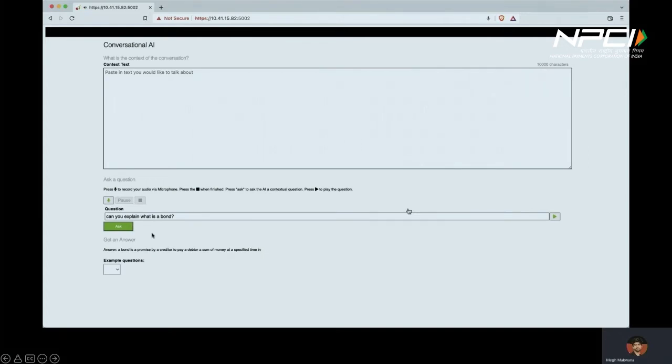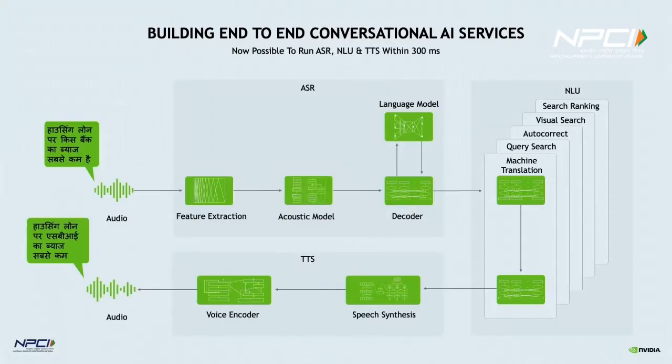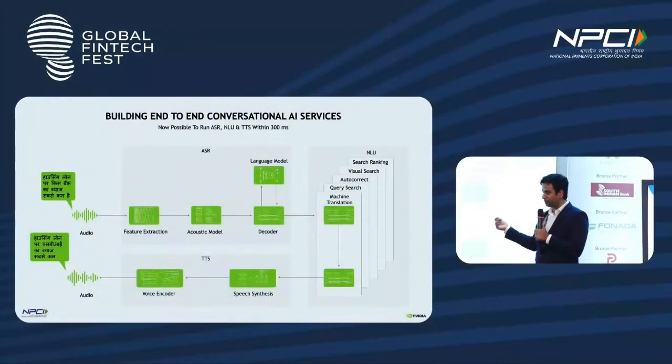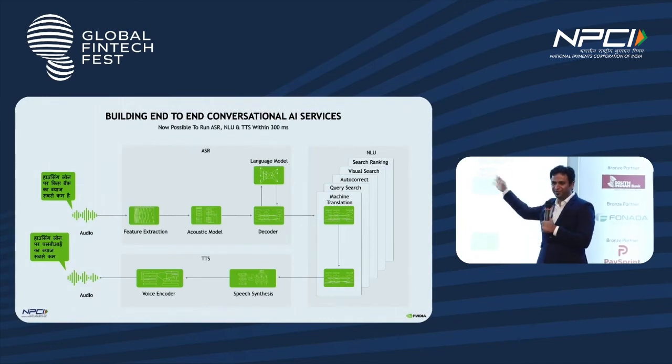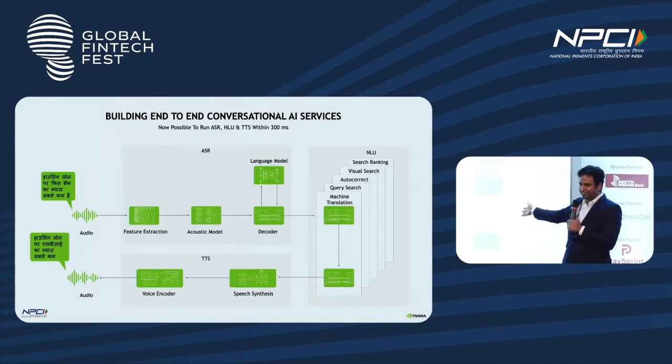Question: can you explain what is a bond? The answer is a bond is a promise by a creditor to pay a debtor a sum of money at a specified time. So you can easily see the relation of this particular demo with the second example, where the toy Jensen was giving out replies, right? This is just removing the curtains out of the way and showing you what happens behind the scenes.